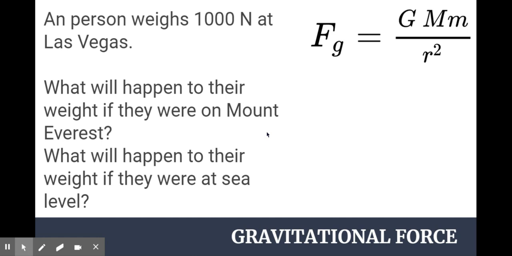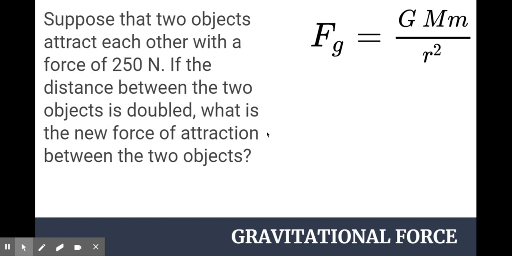All right? Now, let's suppose that two objects attract each other with a force of 250 newtons. If the distance, radial distance between the two objects is doubled, what is the new force of attraction between the two objects? So think about this equation. All right? Now, if we doubled this radial distance, how is that going to affect the force of gravity? How would that affect our 250 newtons? Pause the video, see what you can come up with.